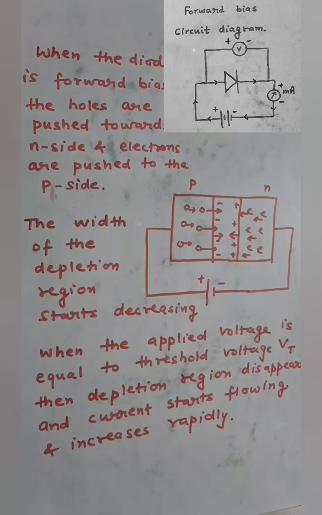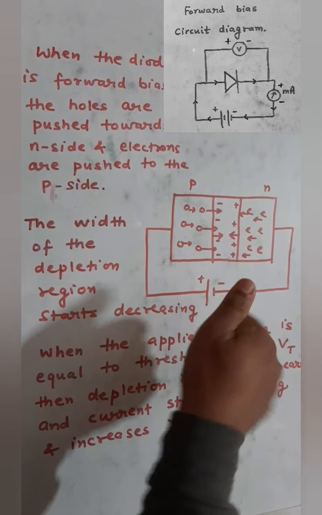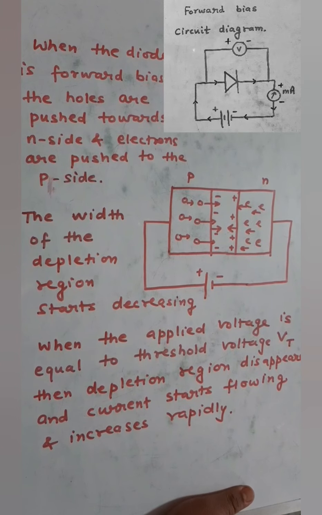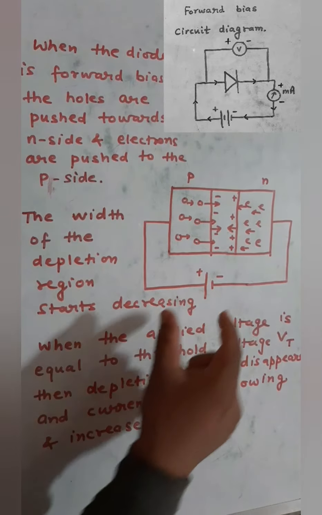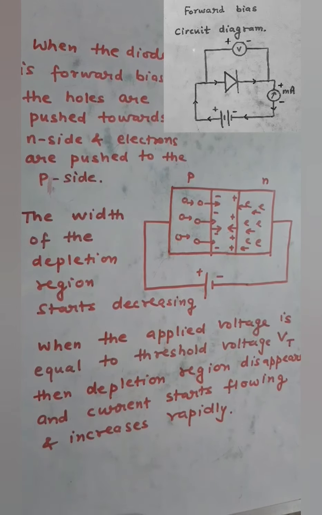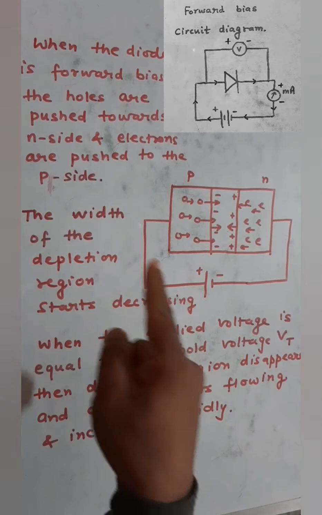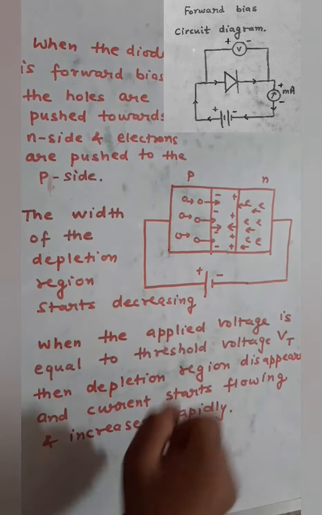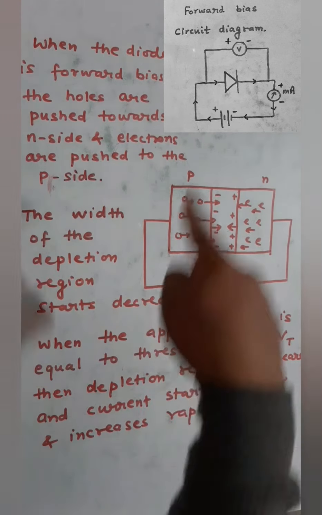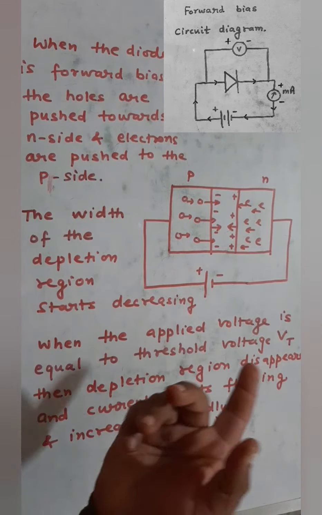Okay, initially what was happening: you're increasing the forward voltage, but the depletion region is still there, so there is no current passing through the circuit. We are raising the potential difference across this PN diode, and there was a barrier potential across the diode. So as soon as your applied voltage is equal to the barrier potential, and that voltage is called threshold voltage, the depletion region disappears and suddenly the circuit gets completed and a large current flows. So current starts flowing, and it increases very rapidly with further increase in forward bias.